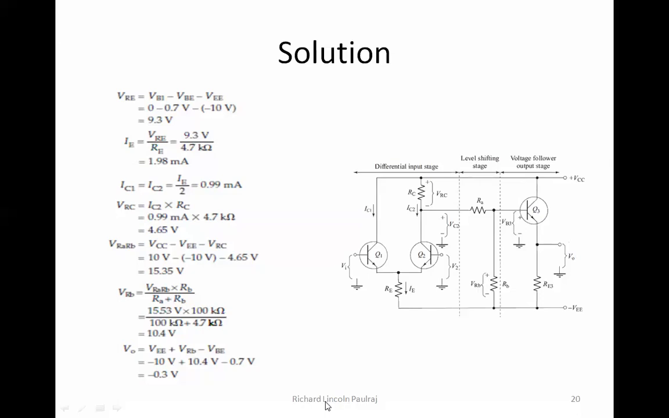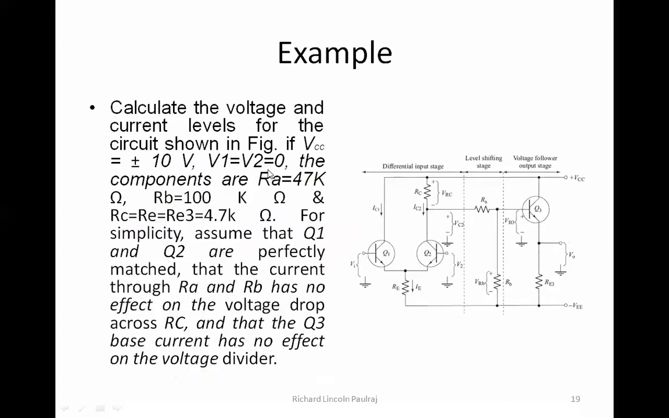Sir, why is VB1 0? Which one? VB1. Yeah, because in the question, we have taken V1, V2 equal to 0, right? So that's the reason. Okay, sir.